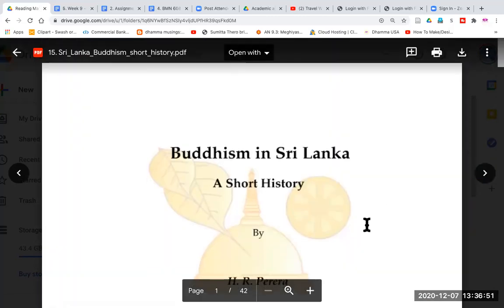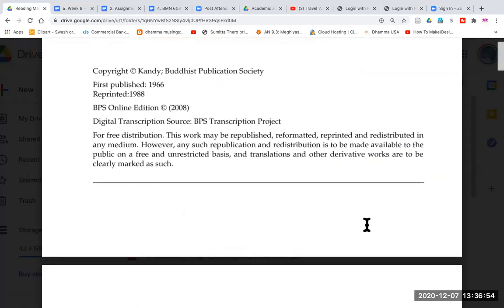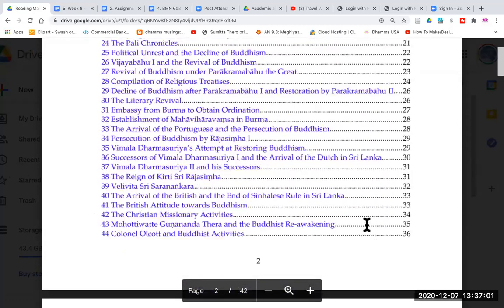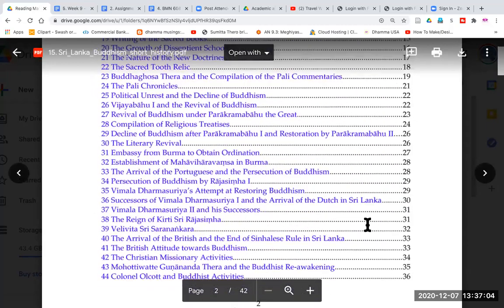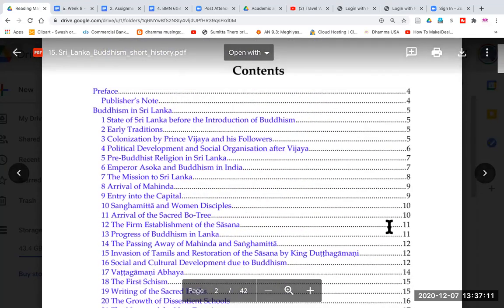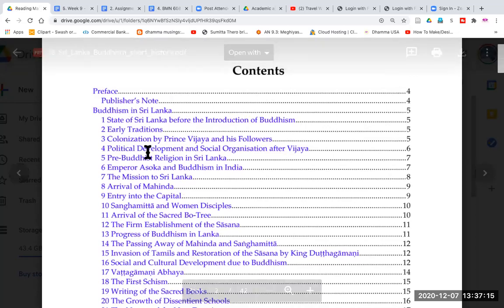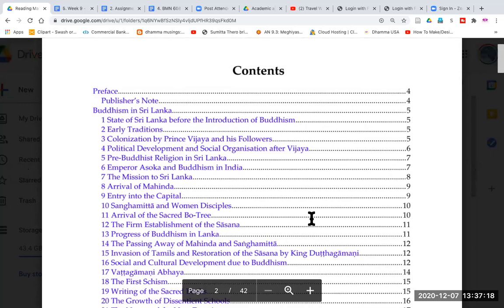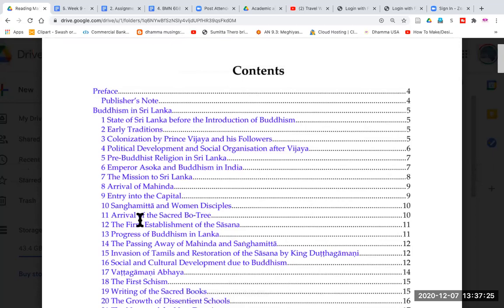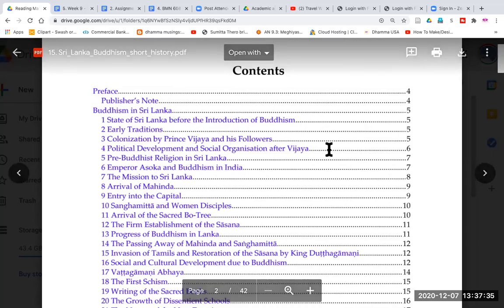And then Buddhism in Sri Lanka. If you want to learn about the Sri Lankan history of Buddhism, here we have all the important details. Short, but I think it's a good one for you to understand Buddhism in Sri Lanka. If any of you are interested in learning more or writing about Buddhism in Sri Lanka, this is a good one. We just talked about Sanghamitta and the women disciples, the arrival of the sacred Bodhi tree. So it is here. And King Ashoka and their communication, again, through maritime trade, all these things happened.